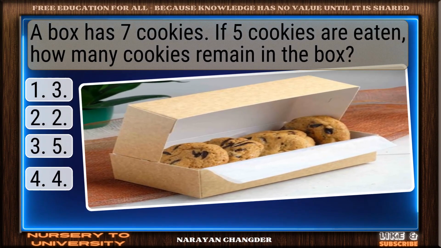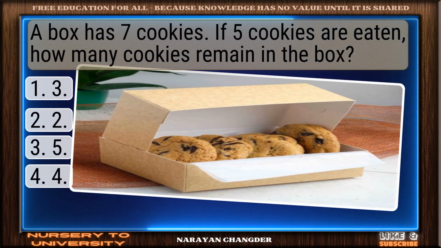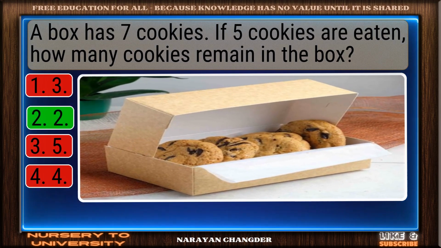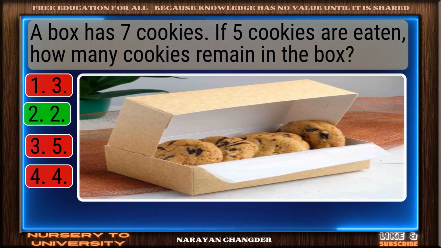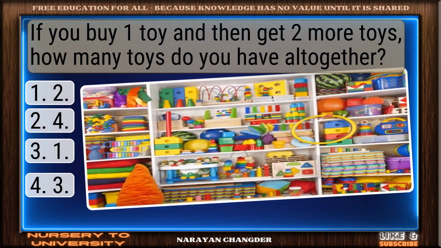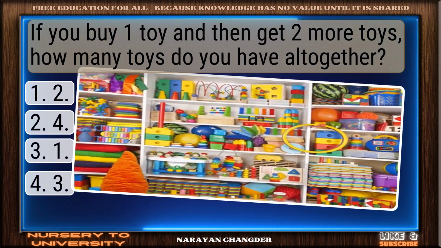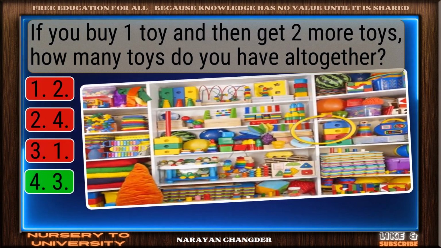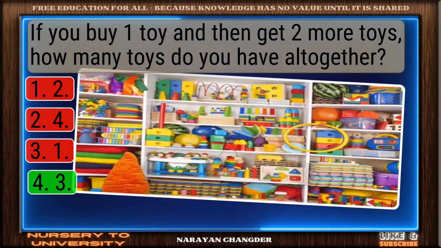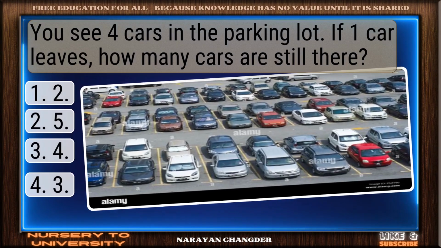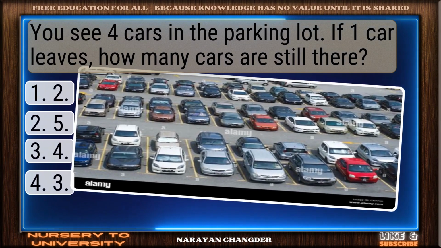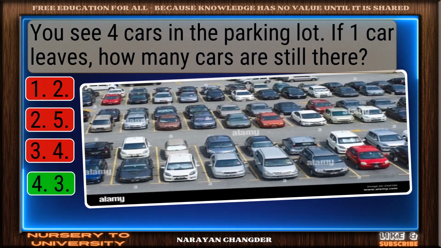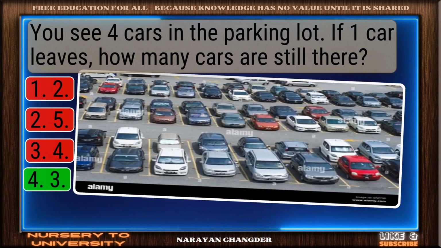A box has 7 cookies. If 5 cookies are eaten, how many cookies remain in the box? Solid response. 2 is a valid choice. If you buy 1 toy and then get 2 more toys, how many toys do you have altogether? Correct response. 3 is the most accurate answer. You see 4 cars in the parking lot. If 1 car leaves, how many cars are still there? Sharp thinking. 3 is the right choice.